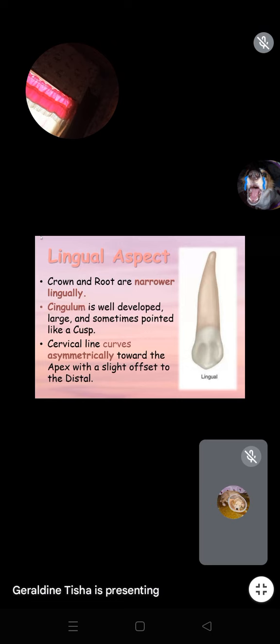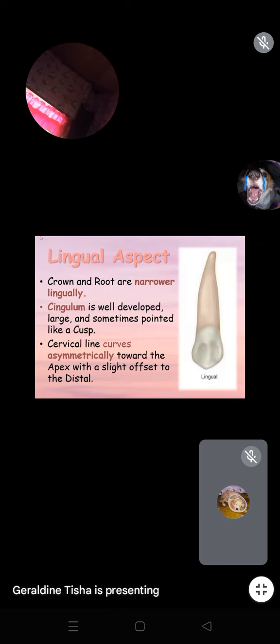So, lingual aspect. The crown and root are narrower lingually, and the cingulum is well developed, large, and sometimes pointed like a cusp. The cervical line curves asymmetrically towards the apex with a slight offset to the distal. So in the lingual aspect, the curvature of the cervical line is going towards the distal surface.